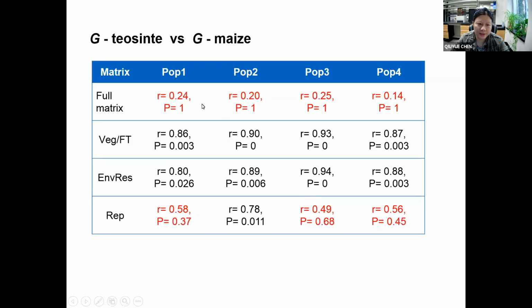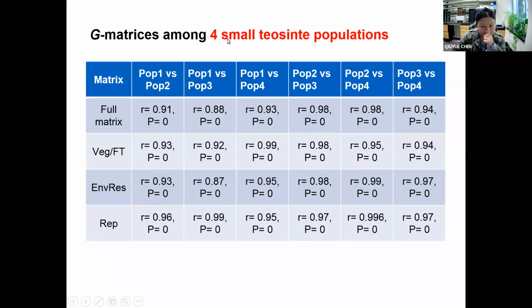Again, we performed the test in the 4 individual pairs of populations, and we got a similar result. So, in addition to the randomized score test for the geometries between Teosinte and the maize population, we also compare the geometries among Teosinte populations.